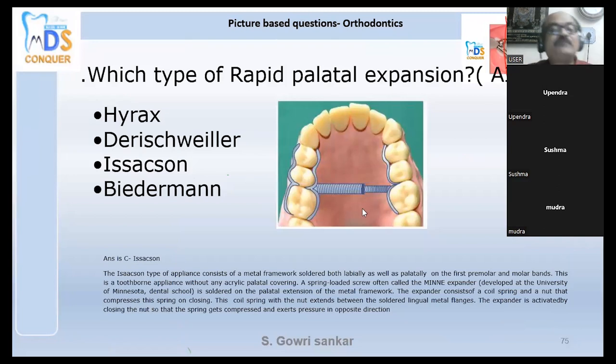The difference between hyrax and Isaacson is the type of screw or the expansion mechanism. Here it is called a mini expander. Just by turning the nut, it compresses the coil. When it compresses the coil, it starts expanding the arch due to its force. So it is purely tooth borne. So it is an Isaacson type of appliance.